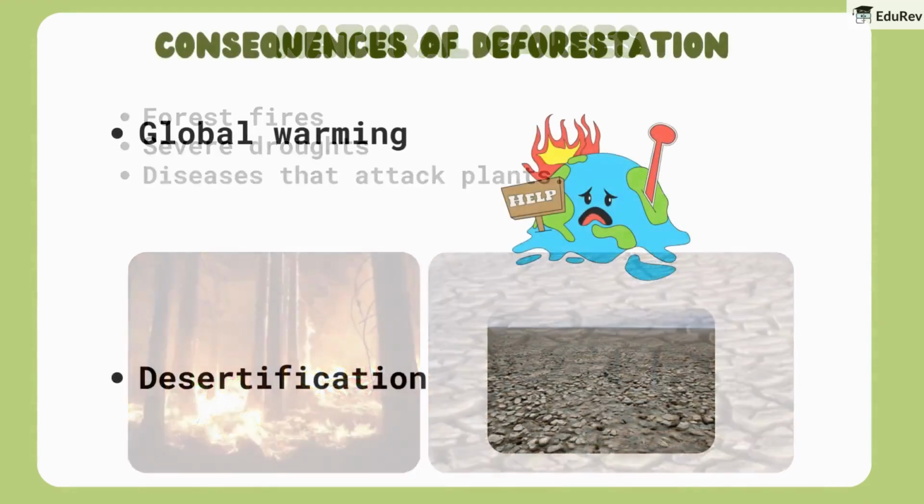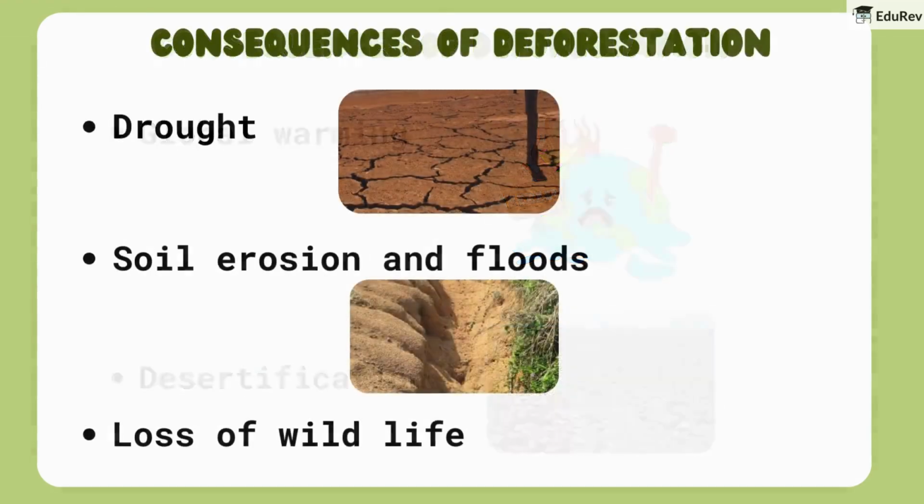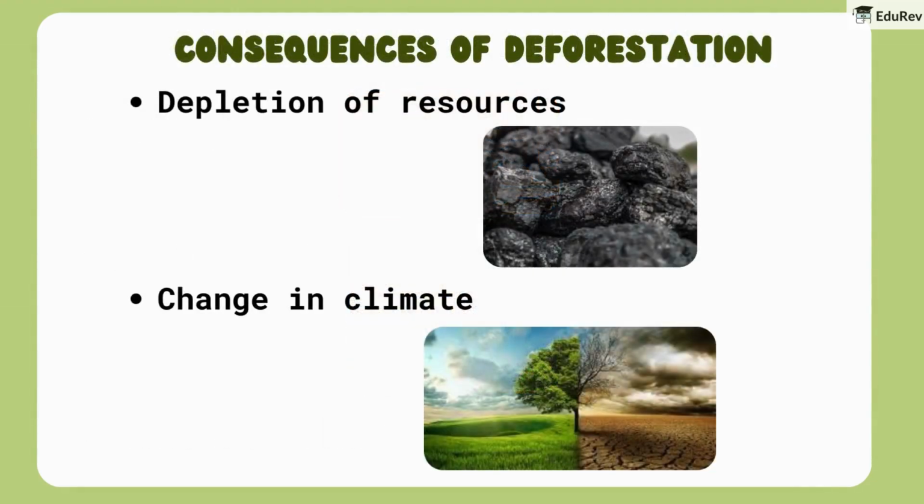Now, let's see the consequences of deforestation. When forests are gone, it can cause big problems like global warming and desertification. That means our planet gets hotter, and places can turn into deserts. Without trees, we can face drought, soil erosion, floods, and even loss of wildlife. Cutting down forests can lead to depletion of important resources and even change the climate.